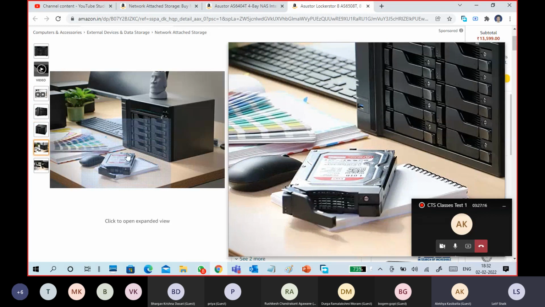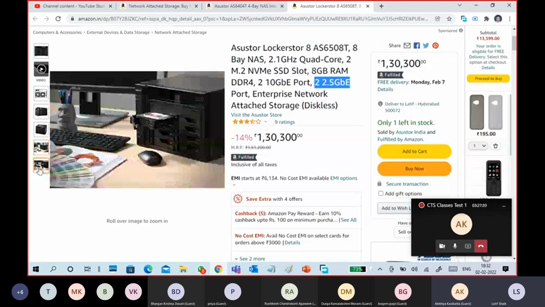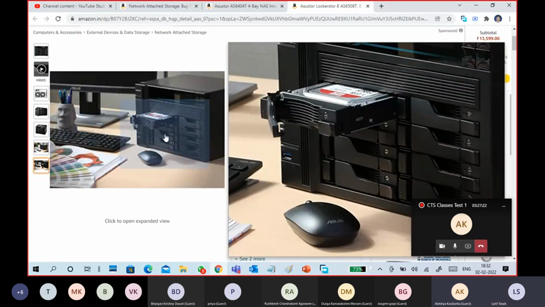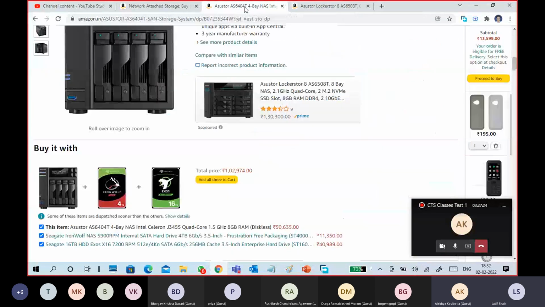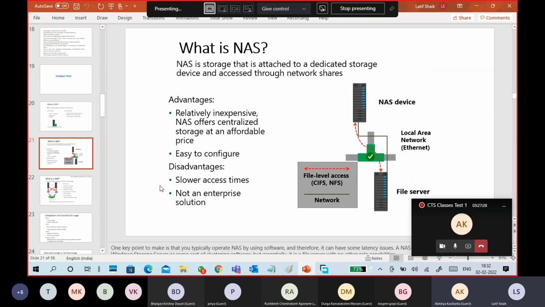See here how the connectors are there. See how it can be inserted. Guys, these are nothing but NAS boxes. Inside NAS boxes we can configure storage.